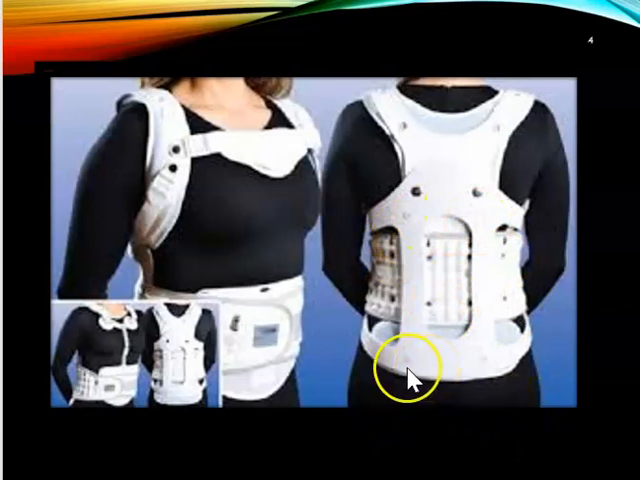The fabrication process for this usually requires a specialist. So in this area, we have a CPO, which is a certified prosthetist orthotist. That's one example of somebody that would fit this. They would come out and fit this to the patient. They can shape it, mold it, make sure that it's fit properly.